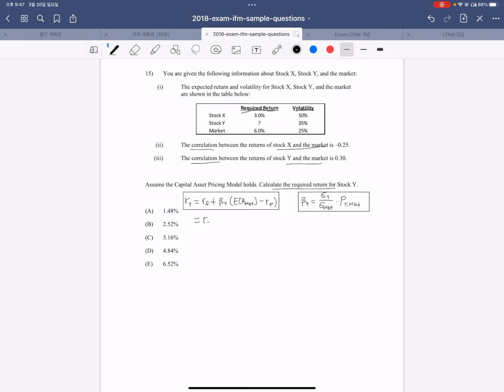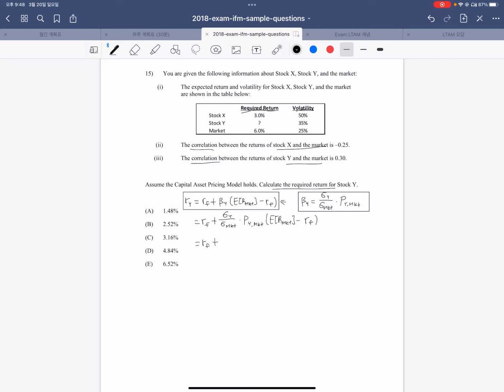So we can express this first formula like this. Risk-free rate plus volatility of Y over volatility of the market times correlation of Y and the market, and multiply this by the expected return of the market minus risk-free interest rate. We're not given the risk-free interest rate, so I'll just leave it as RF.